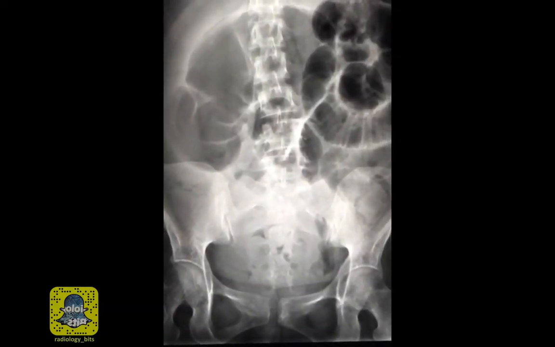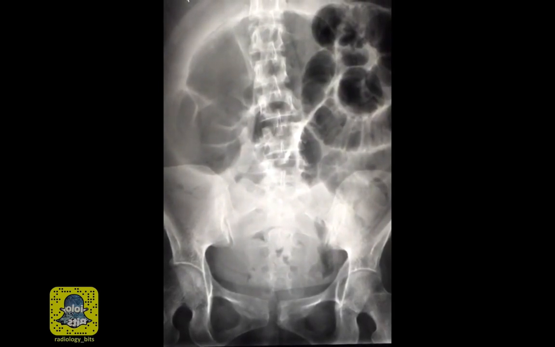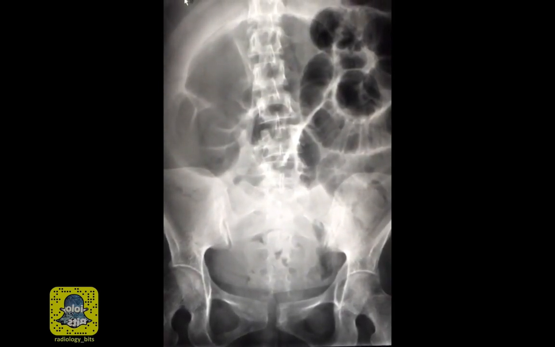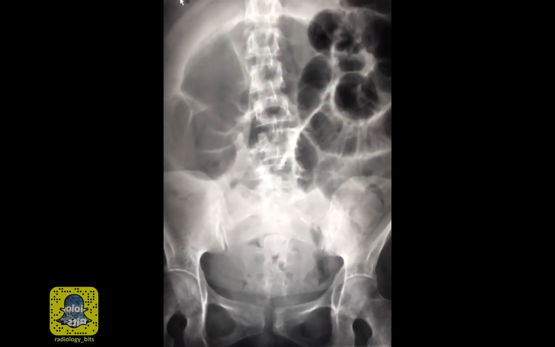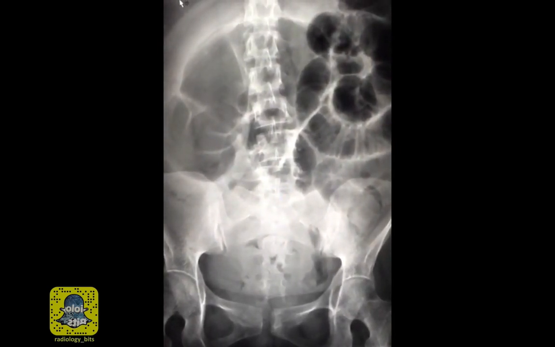Since I had several requests from followers, especially junior ones, asking for a little bit of abdominal X-ray reading, I'm presenting this case here to talk about bowel appearance on normal and abnormal abdominal X-rays.